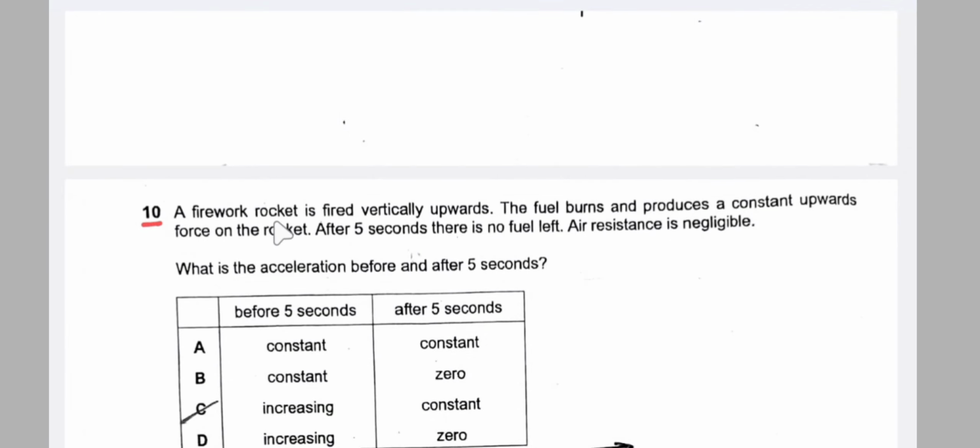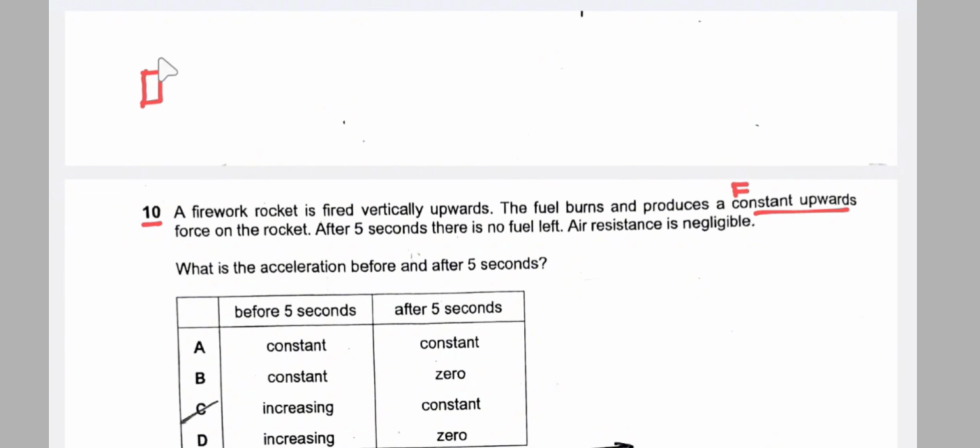Question 10. A firework rocket is fired vertically upwards. The fuel burns and produces a constant upward force F on the rocket. After 5 seconds, there is no fuel left and air resistance is negligible. What is the acceleration before and after 5 seconds? So here it is mentioned that air resistance is negligible.